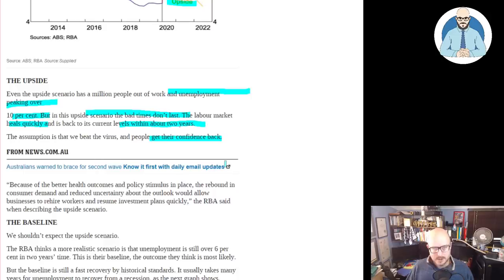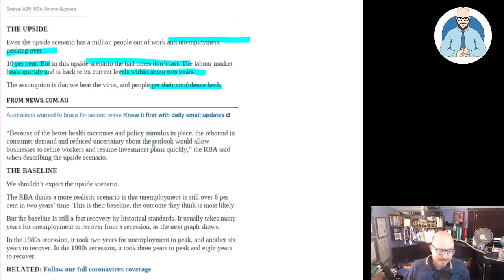But what about international trade, international tourism, demand for housing? The fact that this is going to have a change on consumer spending habits, the businesses that won't come back. Because of the better health outcomes and policy stimulus in place, the rebound in consumer demand and reduced uncertainty about the outlook would allow businesses to rehire workers and resume investment plans quickly, the RBA said while describing the upside scenario. What do you think, everyone? Do you think that's going to happen?